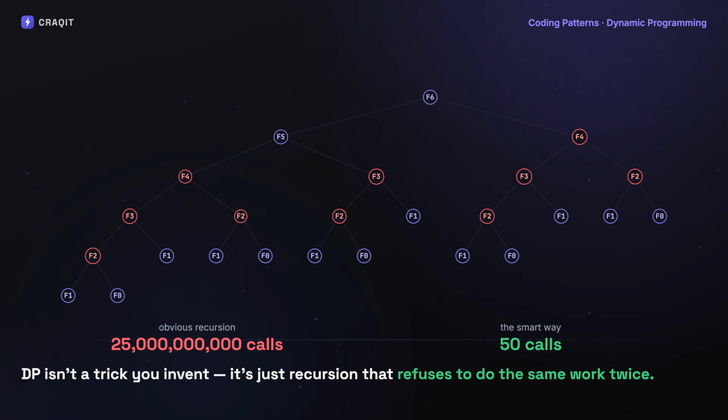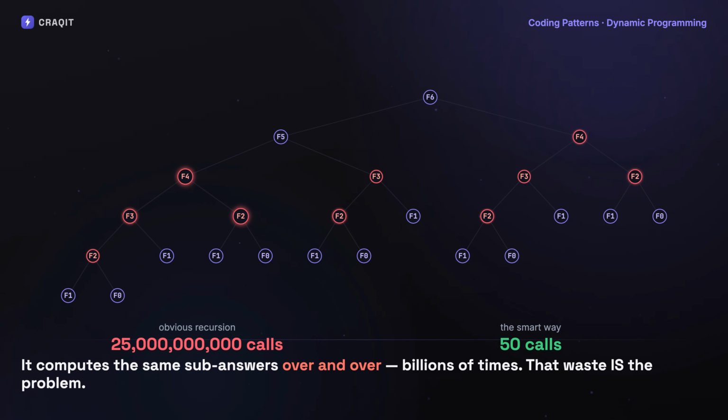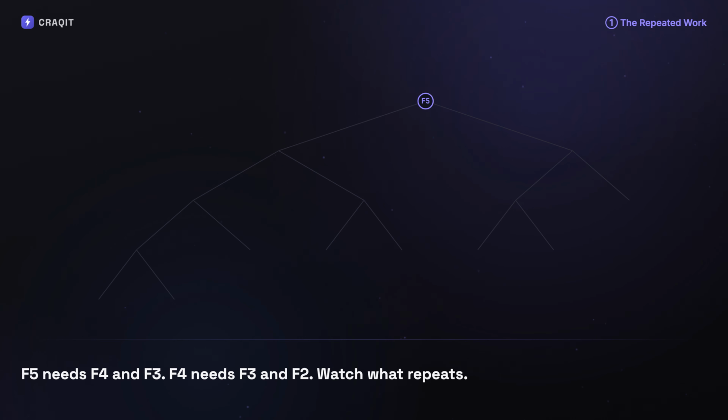The instant you see that repeated work, the fix is obvious, and every dynamic programming problem on Earth becomes the same two moves. So forget the scary definitions. In the next few minutes, you're going to watch the repeated work appear, watch us kill it, and walk away able to spot a DP problem in an interview in about 10 seconds. Let's go. Let's actually look at why that recursive Fibonacci is so slow, because the picture is the whole lesson.